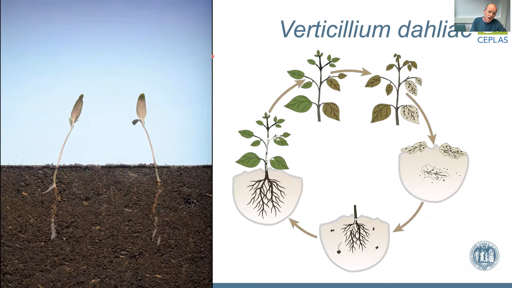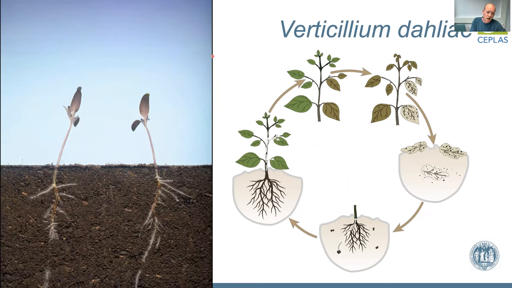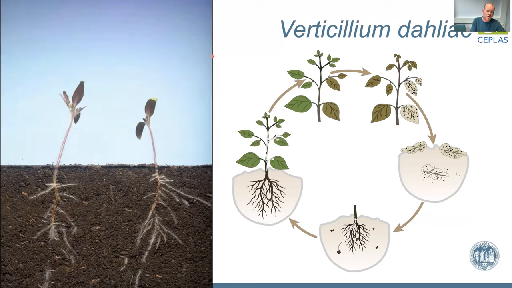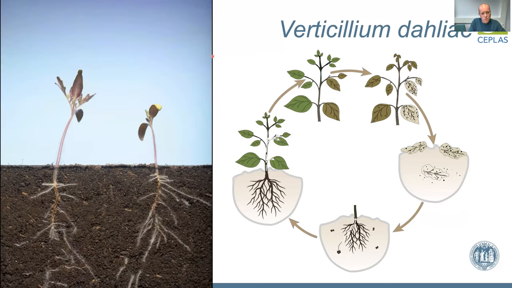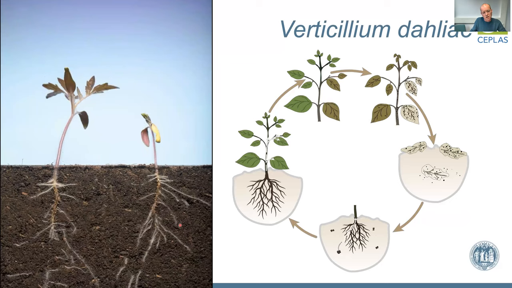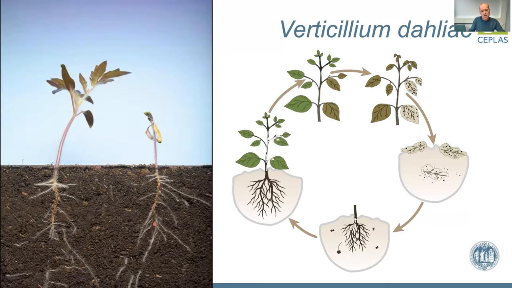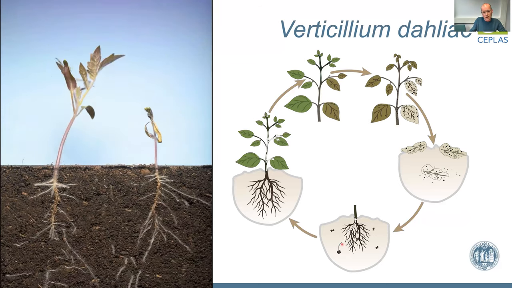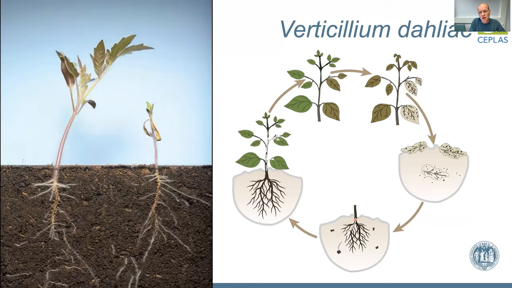So what you see now is a video of two tomato seedlings, and it's a time-lapse movie. By now you slowly start to see that the two tomato seedlings evolve differently. The one on the left-hand side has not been inoculated, but the one on the right-hand side has been inoculated with Verticillium dahliae. Verticillium dahliae is a soil-borne pathogen that will infect the plant through the roots and then finds its way into the xylem vessels.